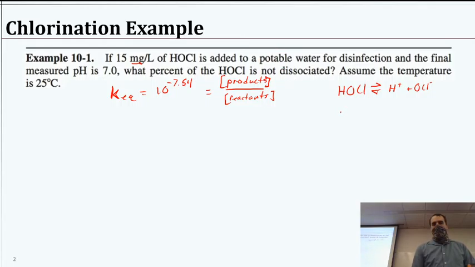Okay, the other thing you'll need to know is the molecular weight of HOCl. That's going to be 1 for the H, 16 for the oxygen, and chlorine is 35.45. Okay, so I'm going to give you a couple minutes to solve that.